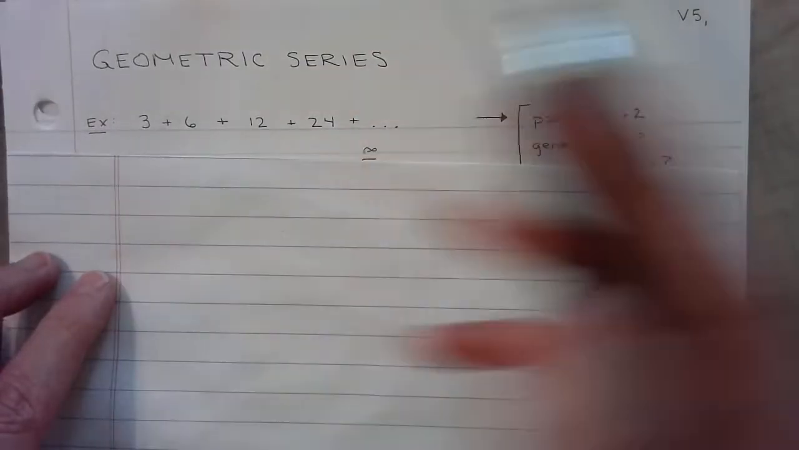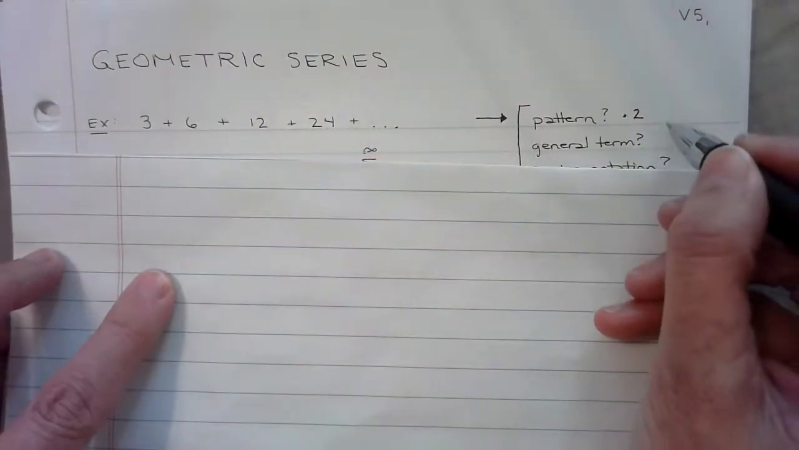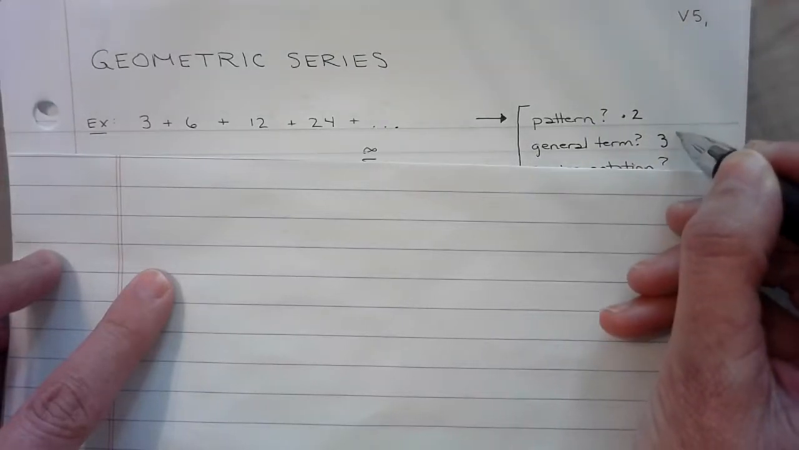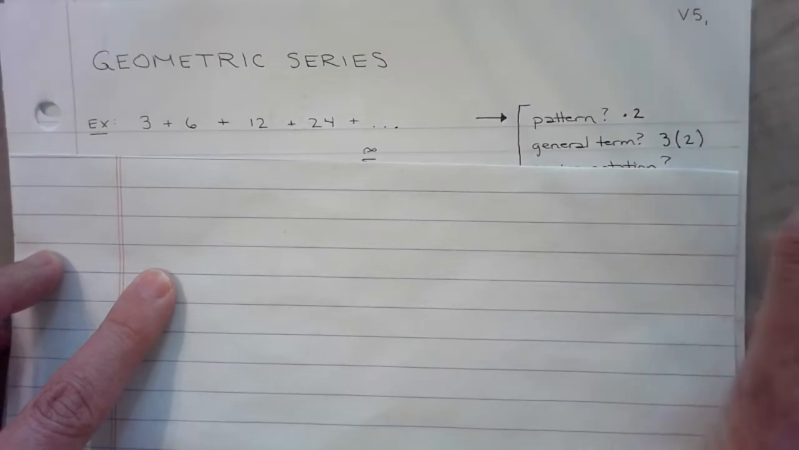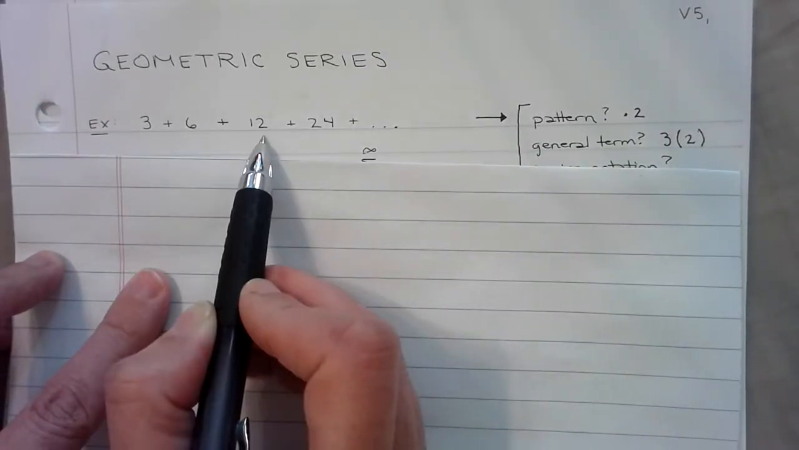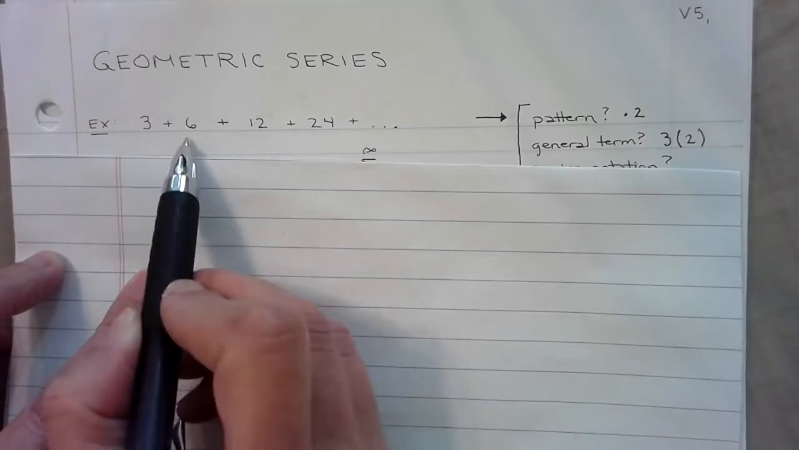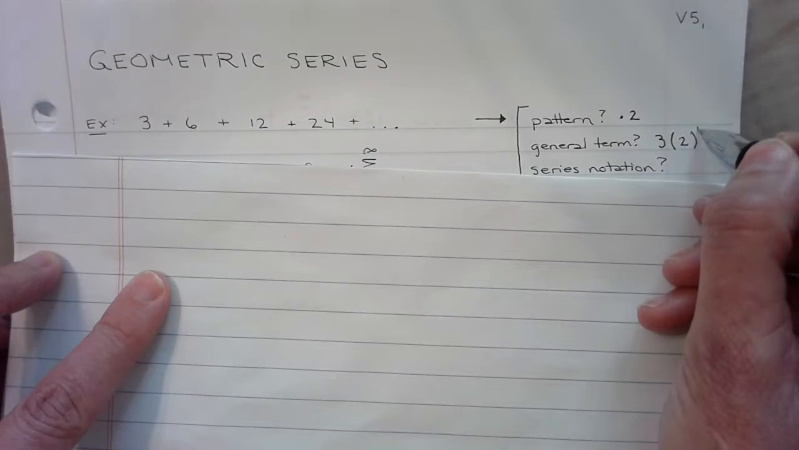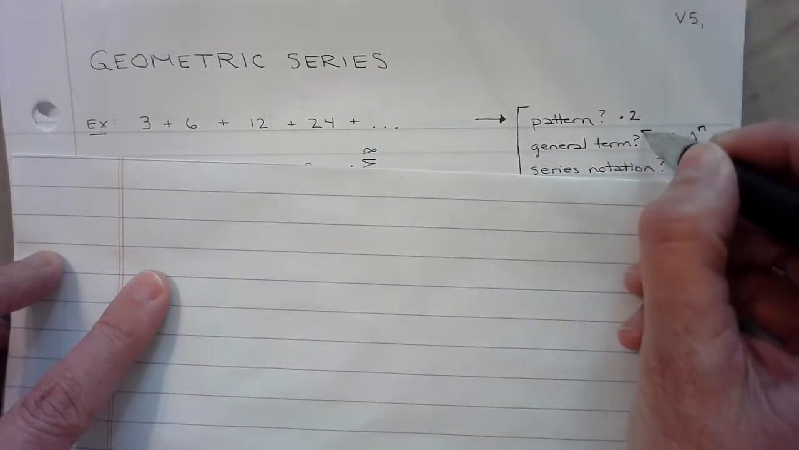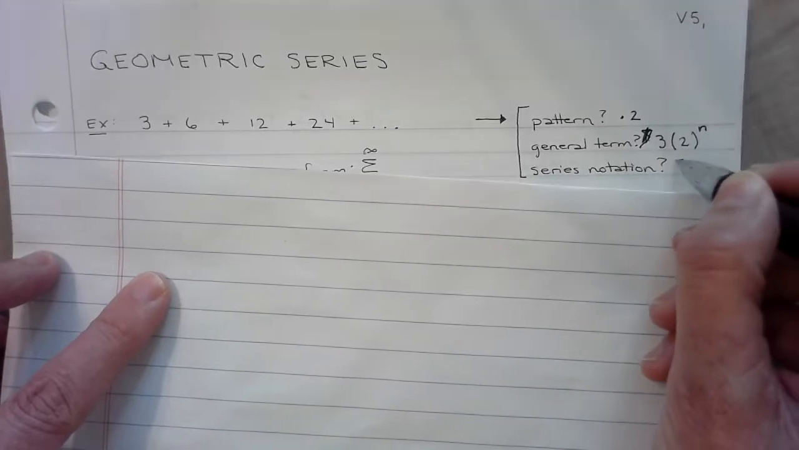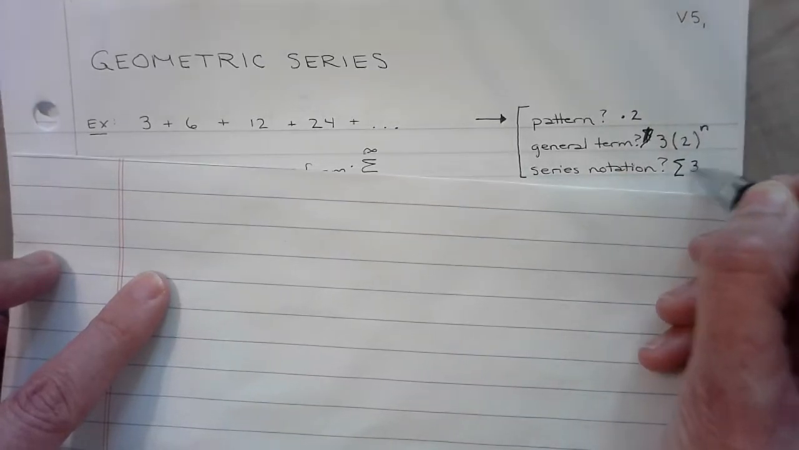We started at a 3, and we timesed it by 2 just once to get from here to here, and then we times 3 by 2 twice to get from here to here, times 3 by 2 3 times to get from there to there. So we would let this just be 2 to the n. And here's the series notation. We're going to sum that up.